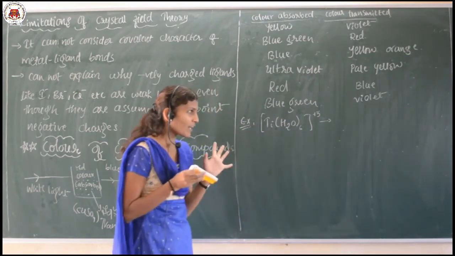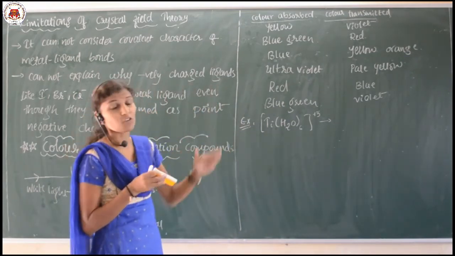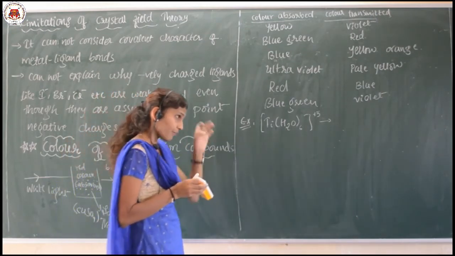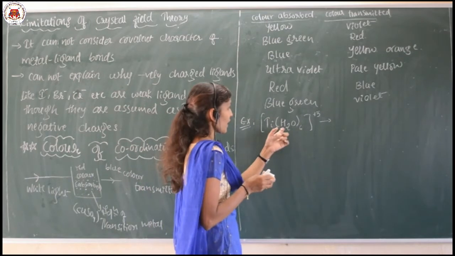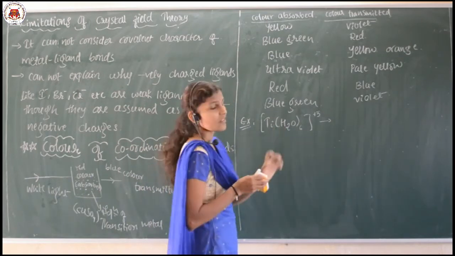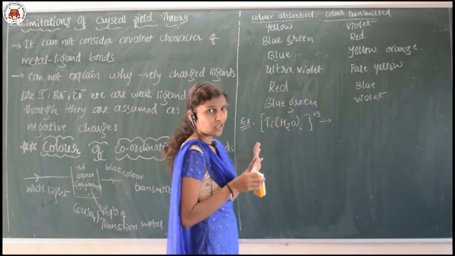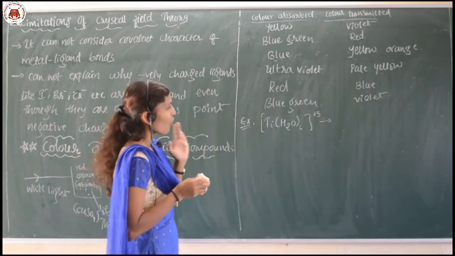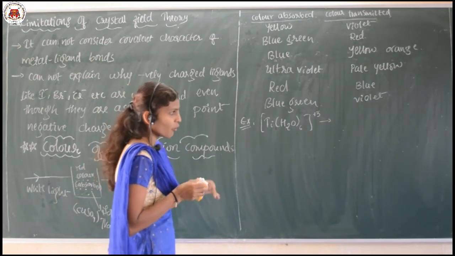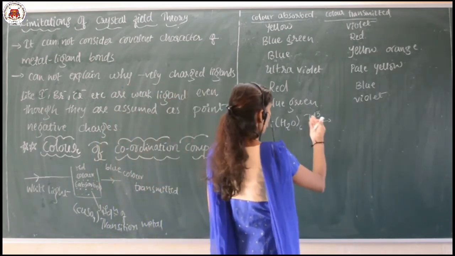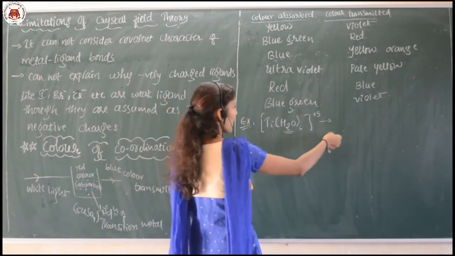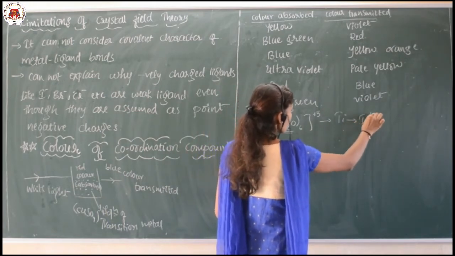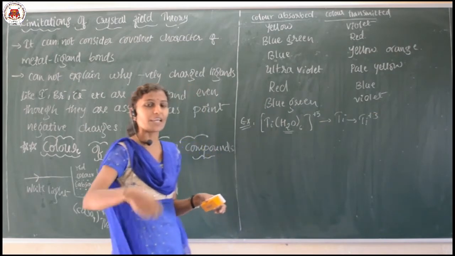Let me clarify this concept by taking one example. Okay, here hexaaqua titanium 3 is there. This is the complex ion they have given. See here, let me know how many electrons are there in its d orbital. If you consider titanium, water is a neutral ligand, so directly I can say that titanium is in the form of titanium plus 3. How have I calculated titanium plus 3?